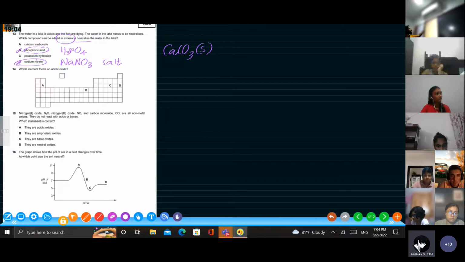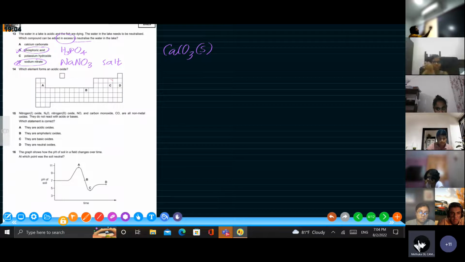Okay, which element forms an acidic oxide? It's going to be a non-metal oxide. It's C. It can't be a metal oxide, right? Nitrogen 1 oxide, nitrogen 2 oxide, carbon monoxide, all are non-metal oxides and they do not react with acids and bases. These are called neutral oxides. You must know these neutral oxides. Water is neutral, carbon monoxide neutral, nitrogen oxide neutral, right? N2O is nitrous oxide, and nitrogen 1 oxide is also neutral, but dangerous.